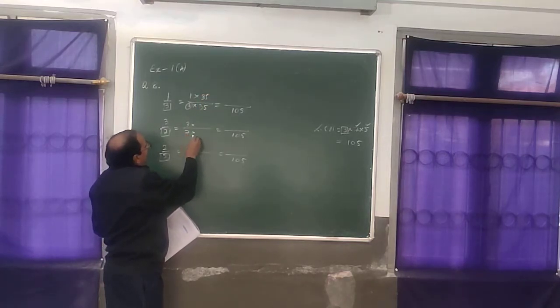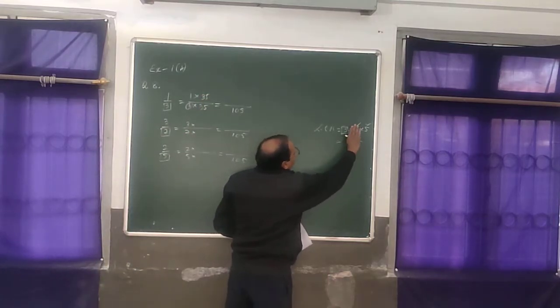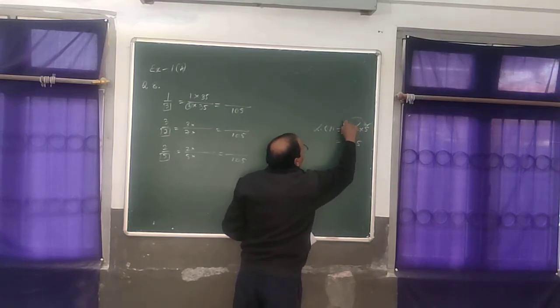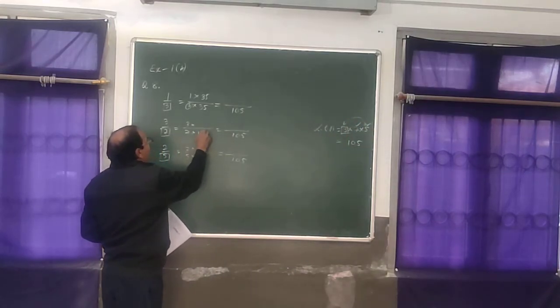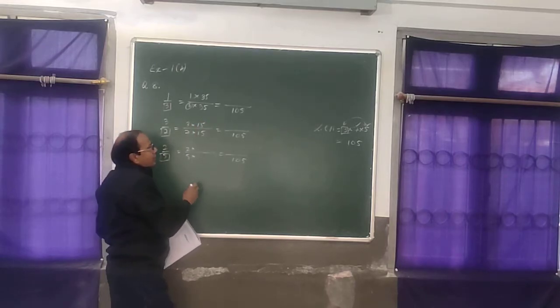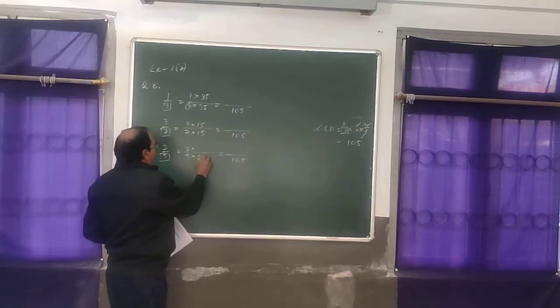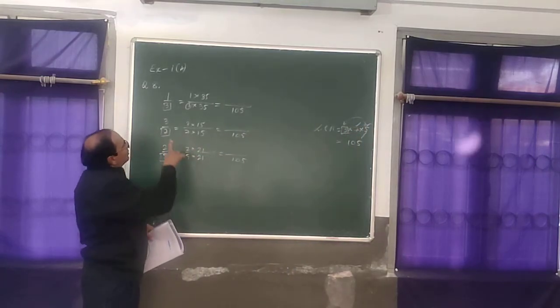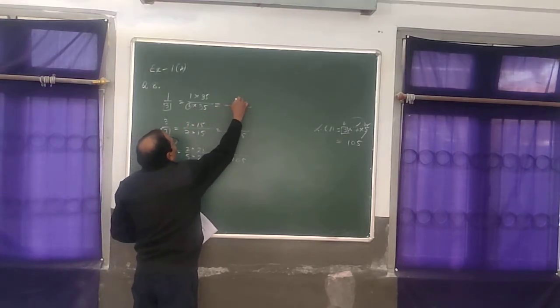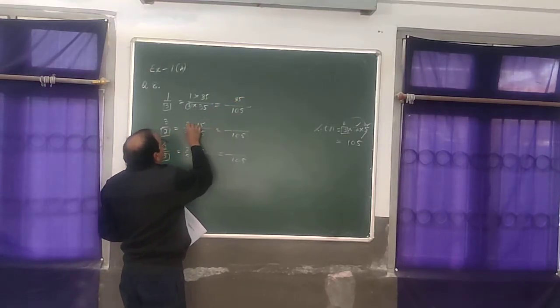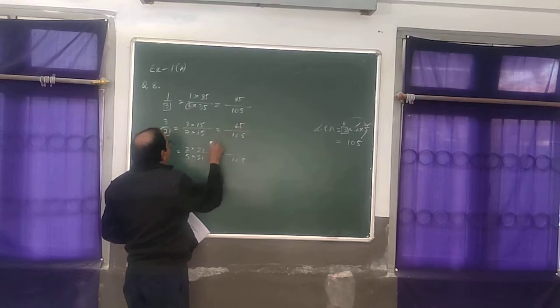Similarly 7, how to make 105? Cover 7, 3 5s are 15, so multiply by 15. Similarly, how to make 5 as 105? So cover 5, 3 7s are 21, right. So now simply multiply the numerator, 35, 3 into 15, 45, 2 into 21, 42.